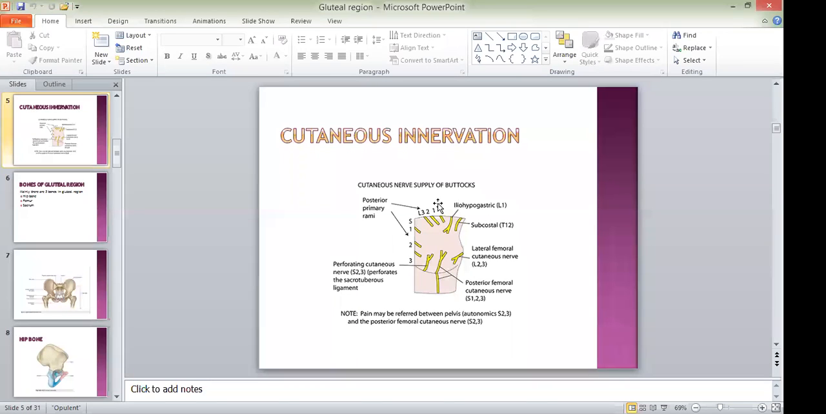For sake of understanding, we can divide this gluteal region into four quadrants. The one will come upper lateral quadrant, upper medial quadrant, lower lateral quadrant and lower medial quadrant. So the upper lateral quadrant is supplied by the iliohypogastric nerve and subcostal nerve. Subcostal nerve is the 12th nerve, while iliohypogastric and ilioinguinal nerve both derive from L1.